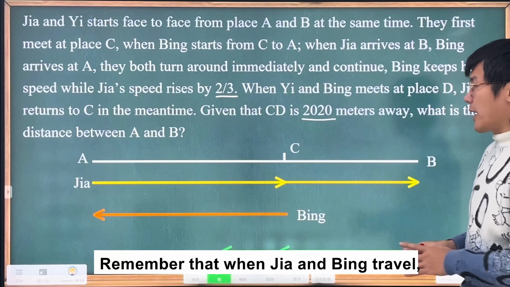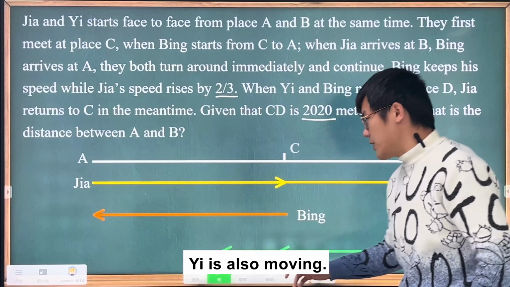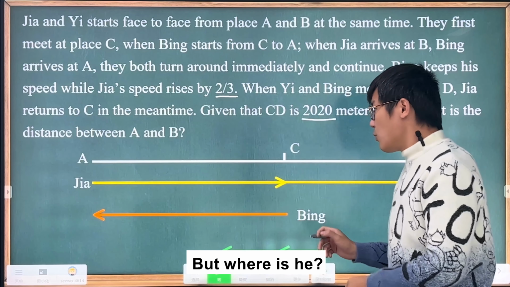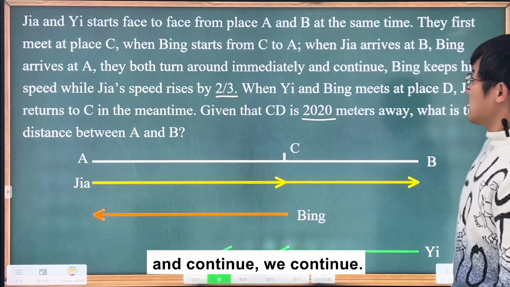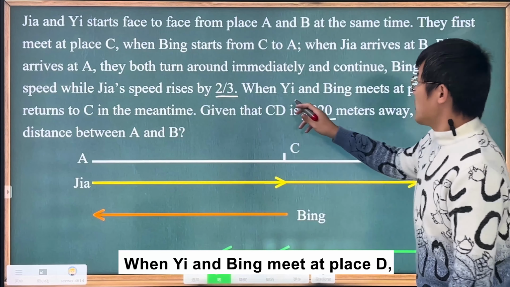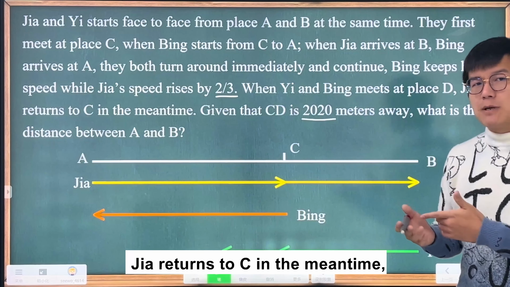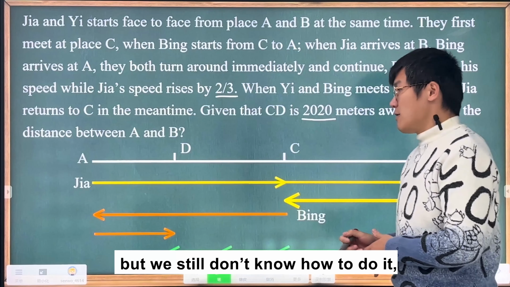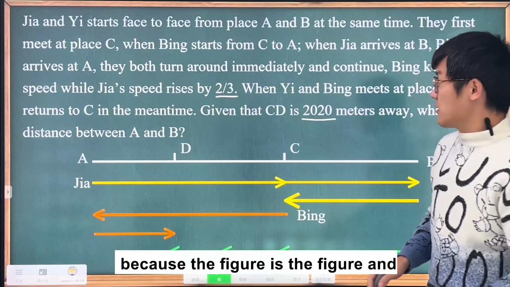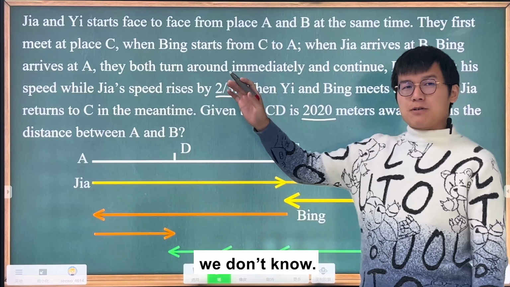Now what about the third? Remember that when Jia and Bing travel, Yi is also moving. But where is he? We don't know. We just mark it here. And we continue. When Yi and Bing meet at place D, Jia returns to C in the meantime. So this is the third movement. But we still don't know how to do it because the figure is the figure and the numbers are the numbers.